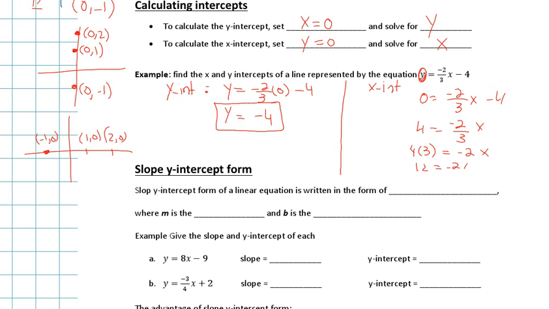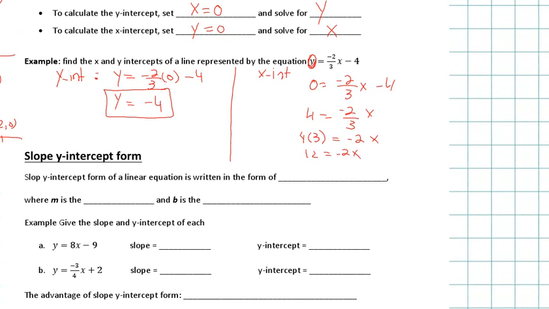Now how do I get rid of that negative 2? Divide by negative 2. Right? So I divide by negative 2 because I have multiplication here. So it's going back to what we learned last chapter. So 12 divided by negative 2. So the answer is negative 6. So the x-intercept is negative 6.